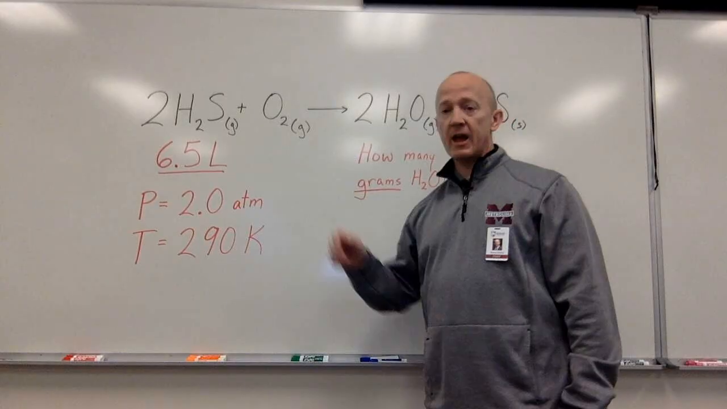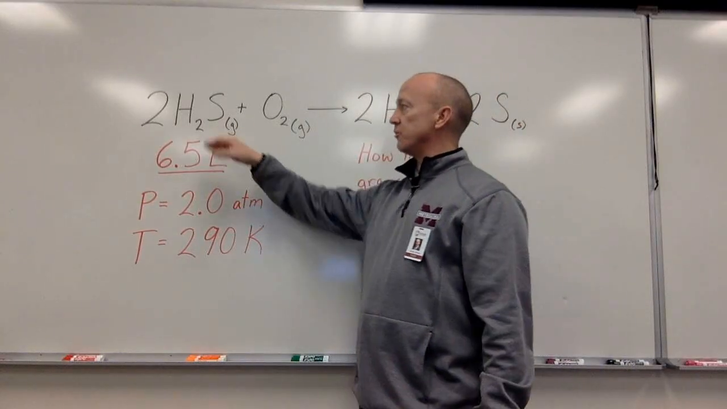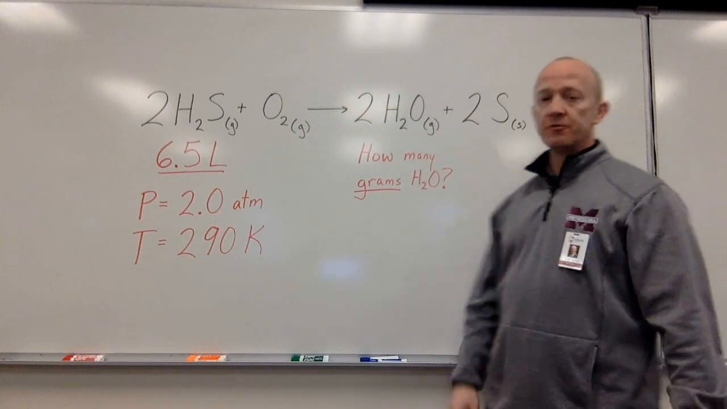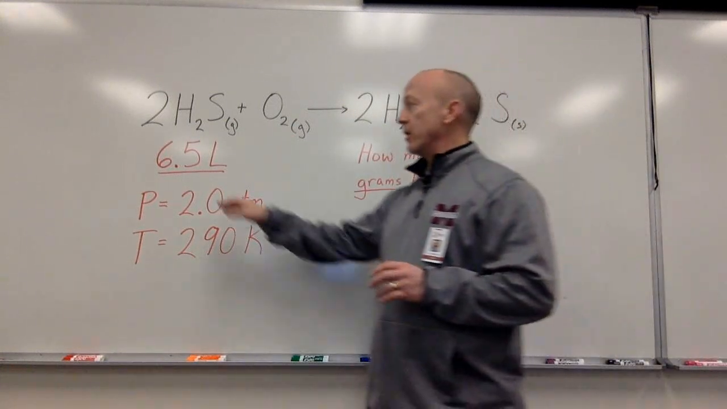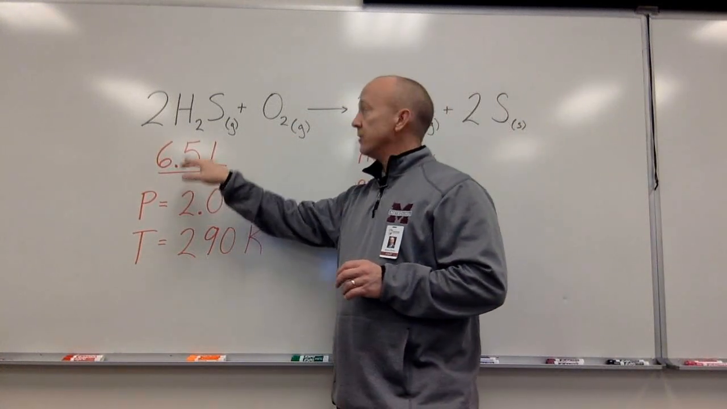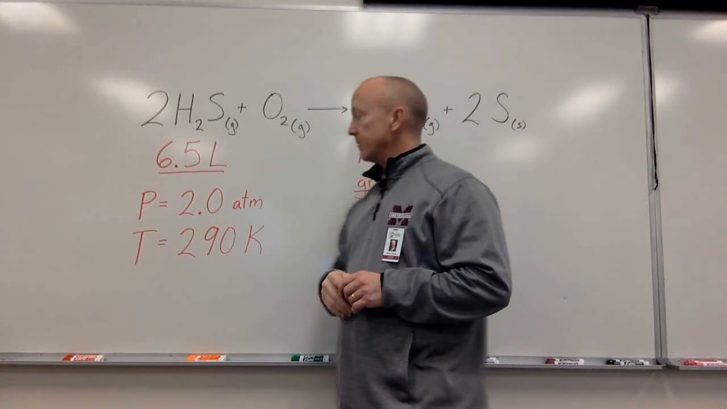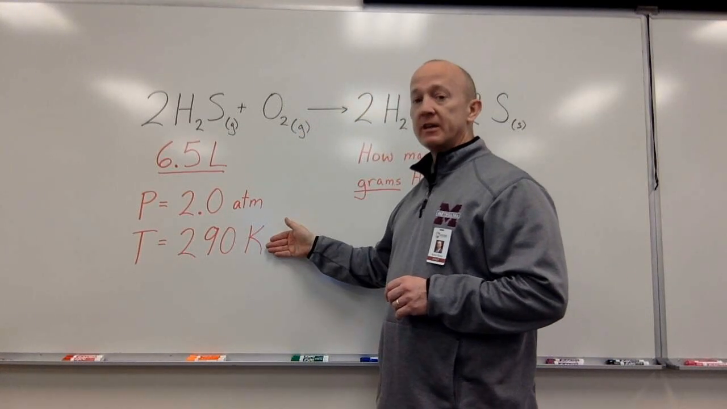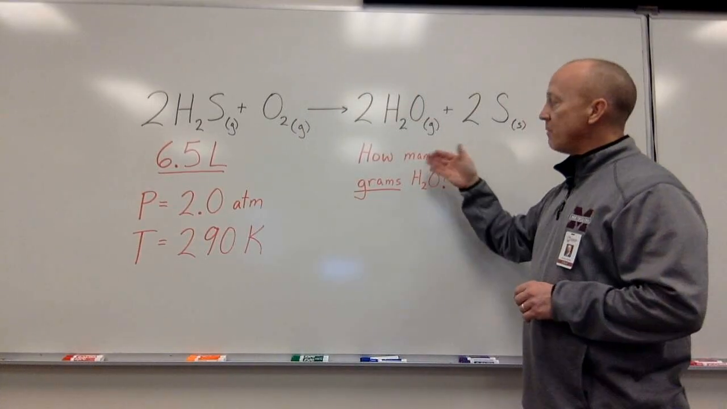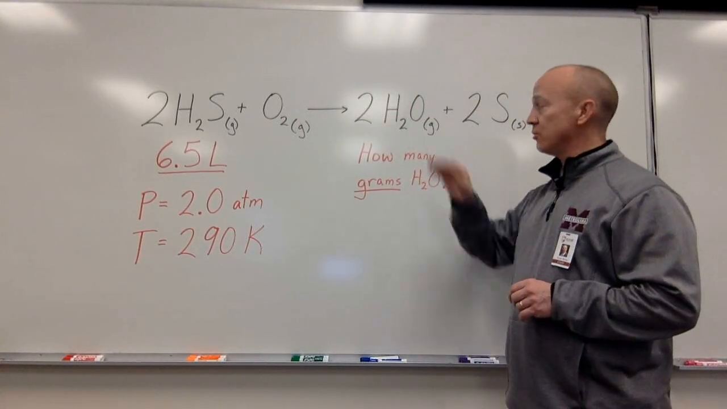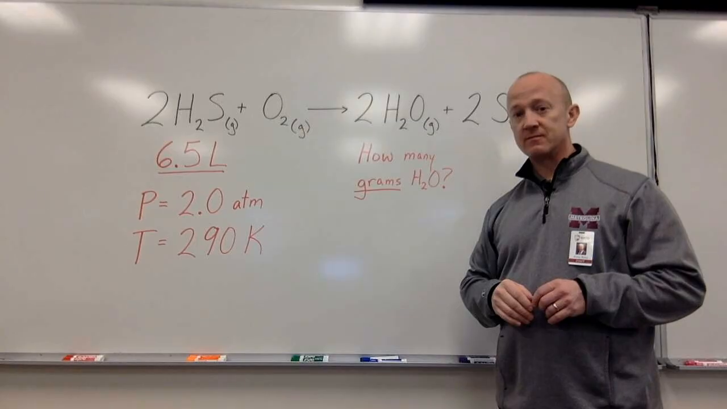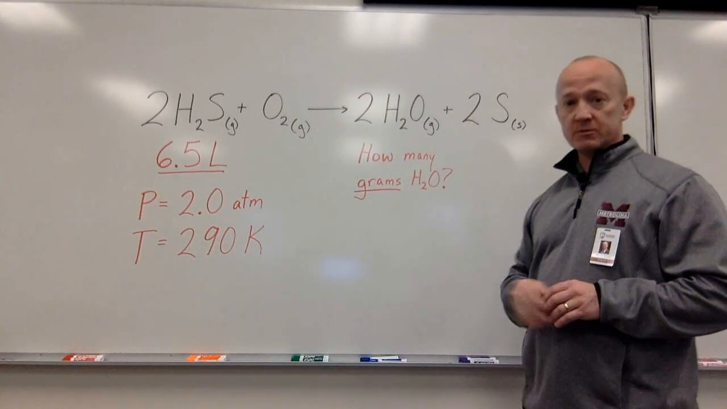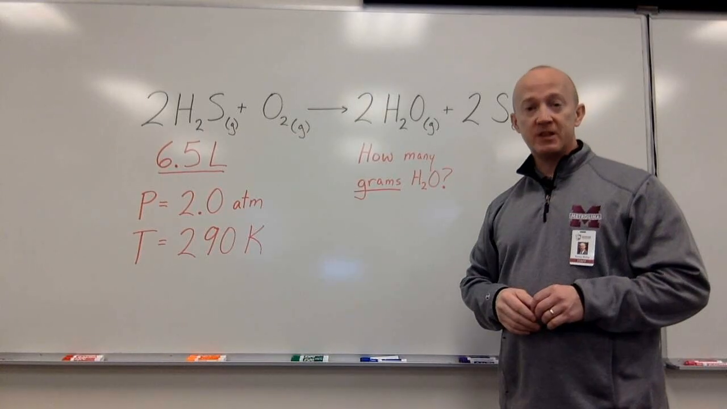Okay, here's a homework problem for you. Let's say we have this reaction, the reaction between hydrogen sulfide gas and oxygen to produce water vapor and sulfur. If we start with 6.5 liters of hydrogen sulfide gas at a pressure of 2 atmospheres and a temperature of 290 Kelvin, how many grams of H2O will be produced in the process? Okay, starting with liters, ending with grams. You can put your answers in the LMS.